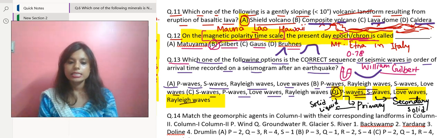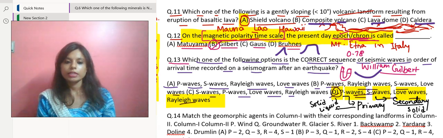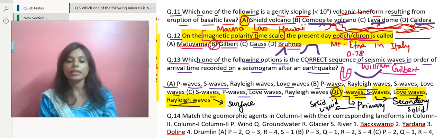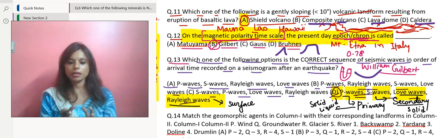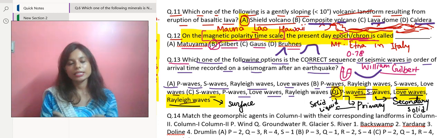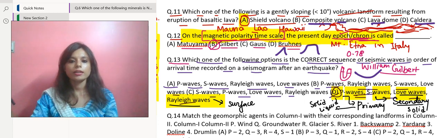Now talking about the surface waves. Surface waves is the other name that we can provide to Rayleigh waves and Love waves. Both can be considered under surface waves. So I'm writing surface waves over here for Love waves as well as for Rayleigh waves. Surface waves, which include both the Rayleigh waves and the Love waves, are the slowest seismic waves when we compare them to the primary waves and the secondary waves. And they travel along the surface of the earth.